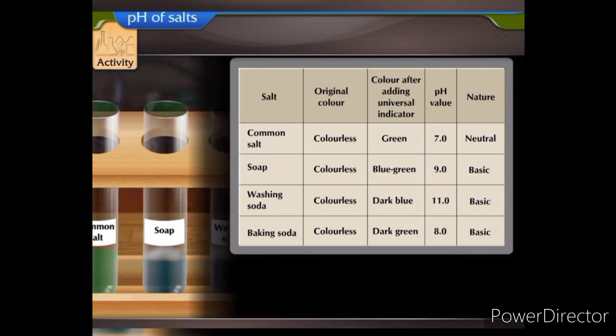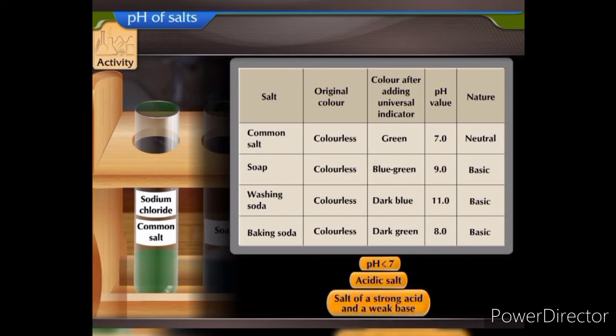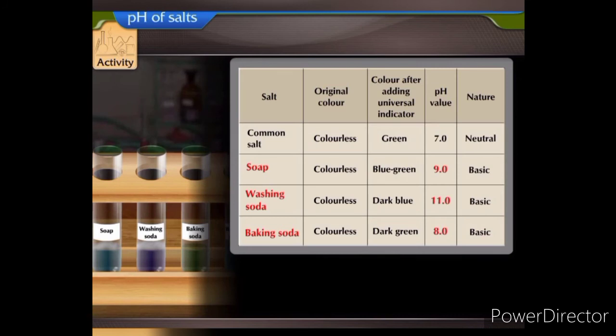Yes, we can. The pH of sodium chloride is 7. Therefore, it is a neutral salt. That is, it is a salt of a strong acid and a strong base. If the pH value is less than 7, then the salt is acidic in nature. It will be a salt of a strong acid and a weak base. If the pH value is more than 7, then the salt is alkaline in nature and it will be the salt of a weak acid and a strong base.